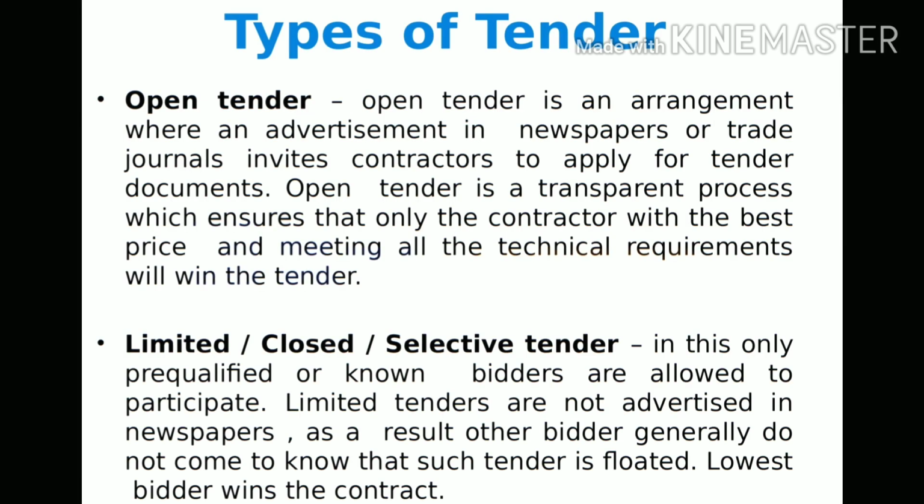Now let us see the types of tenders. Basically, there are 4 different types of tenders: open tender, limited tender, single tender, and global tender. Open tender. Open tenders are usually put forward by government sectors. That is, advertisements inviting the tenders will be given in newspapers, Indian trade journals, notice boards, etc. As we said earlier, it is usually referred to as NIT, or the notice inviting the tenders. Only the contractor with the best price and meeting all the technical requirements will win the tender.